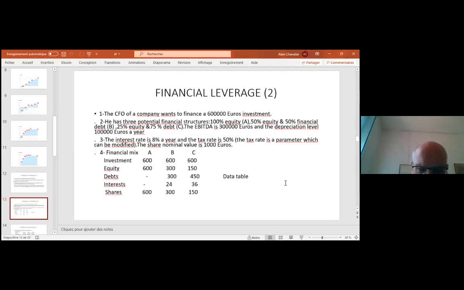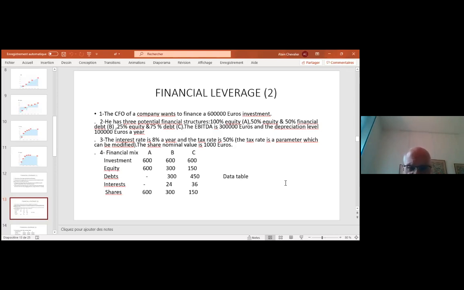If you issue your share, which is a parenthesis, which is acceptable, for a new project here at the nominal value. For 600,000, when it is financed 100% by equity, you have 600 shares. For the same amount, 600,000, when it is financed 50% by equity, it is 300. And in the last case, C, it is 150.